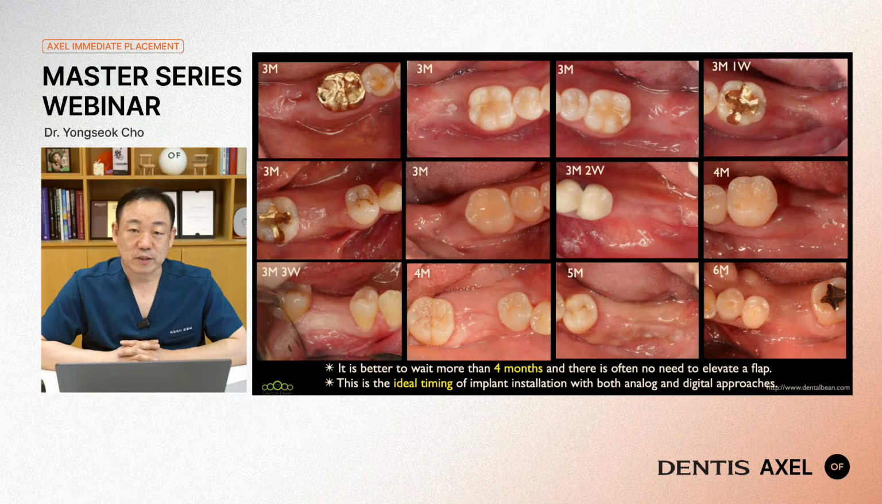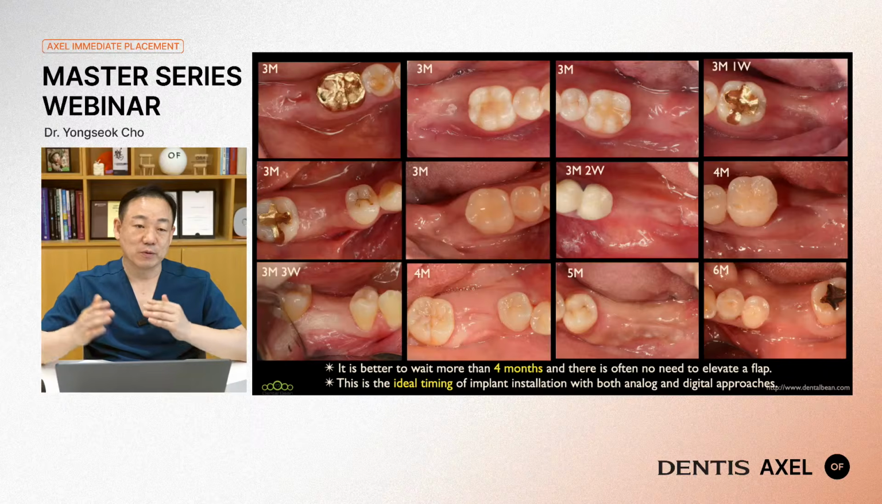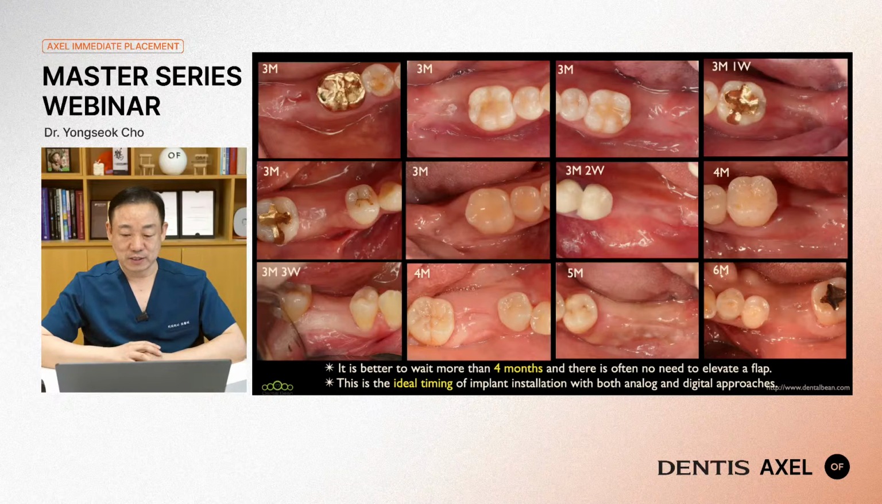In these pictures, the timing after extraction is 3 months, 4 months, and 6 months. Look at the width of the alveolar ridge and the condition of the soft tissue. This is the ideal time to place the implant, and I feel in many cases there is no need for flap elevation because the width is not so bad, and many cases have a relatively sufficient attached gingival zone. So in such a situation, I can do flapless surgery.